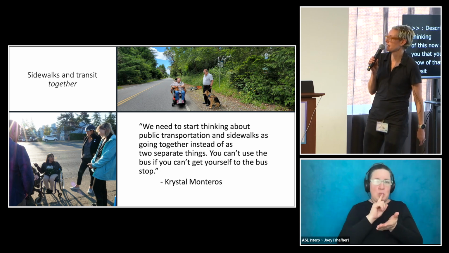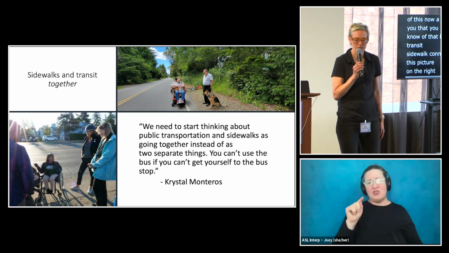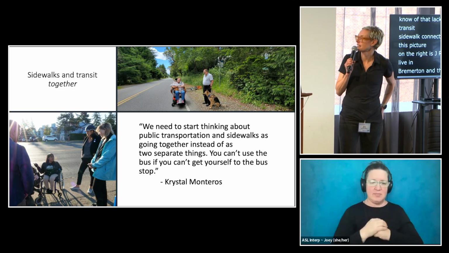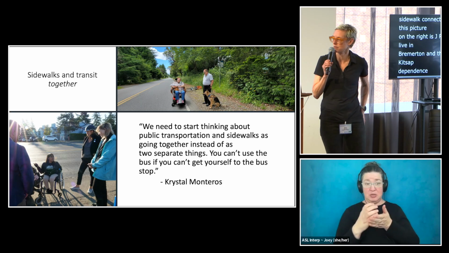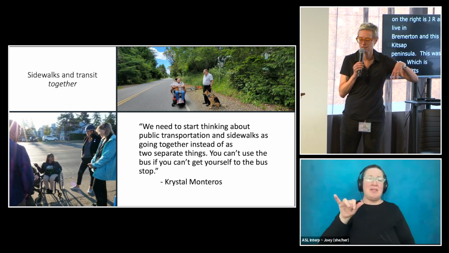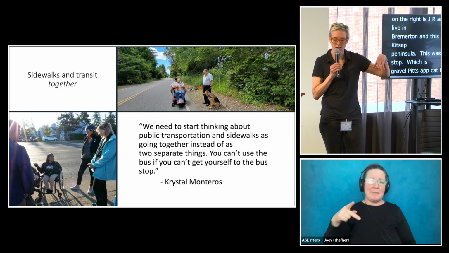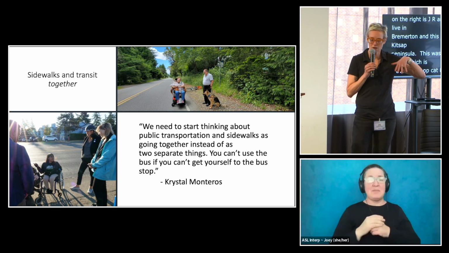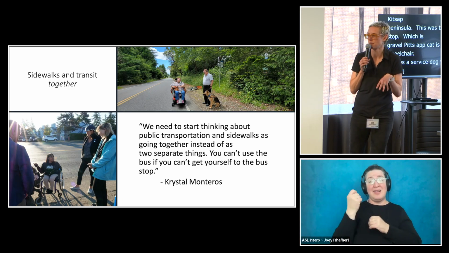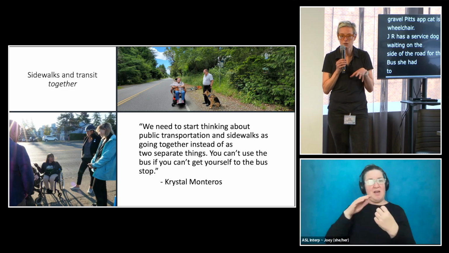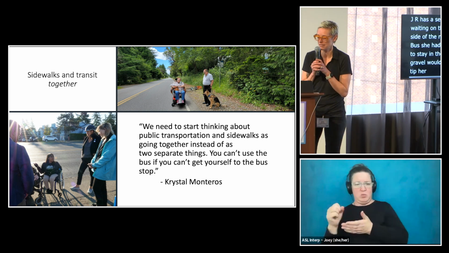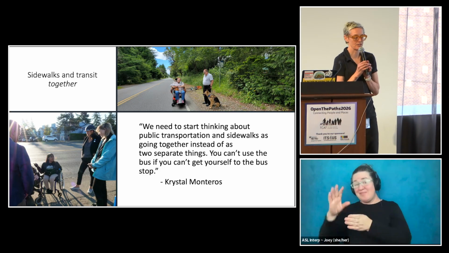This picture on the upper right is JR and Kat, who live out in Bremerton, and this was out on Kitsap Peninsula. I think this was near Silverdale. We were visiting a friend of theirs, and this was the bus stop, which is this gravel pit. Kat's in a power wheelchair and is low vision as well, and JR has a service dog. We were waiting on the side of the road for the bus, but Kat had to stay in this rural road because if she pulled into the gravel where the bus stop was, she'd tip her chair or get stuck. And it was a really scary road. It was super fast. It was rural. Cars were whizzing by us, and really not a comfortable place to wait.